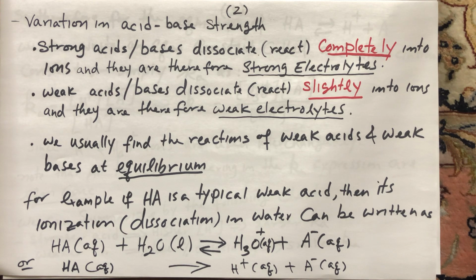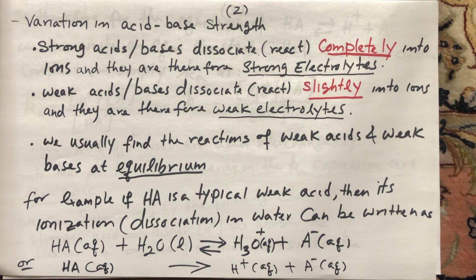So, for example, strong acids and strong bases, they dissociate or react completely into ions, and they are therefore considered to be strong electrolytes. So anything that reacts completely is considered to be a strong, whether it's a strong acid or strong base. On the other hand, weak acids and weak bases, they dissociate slightly into ions or partially into ions instead of completely, and therefore they are considered to be weak electrolyte.